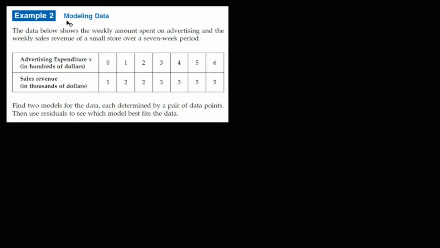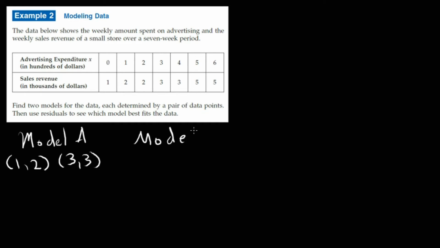So in this problem, we'll create two different models based on this set of data, and then we'll use the residuals to determine which is a better fit. We'll call our two lines Model A and Model B. For Model A, we'll use the points (1, 2) and (3, 3). For Model B, we're going to use the points (1, 2) and (6, 5).